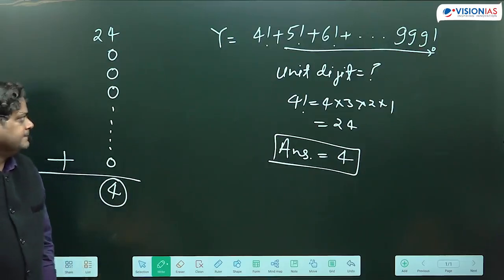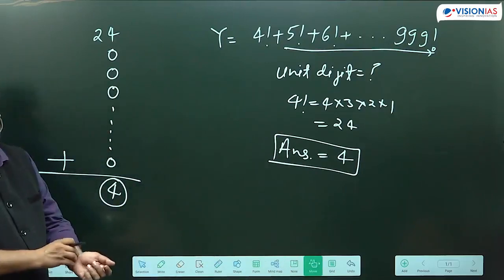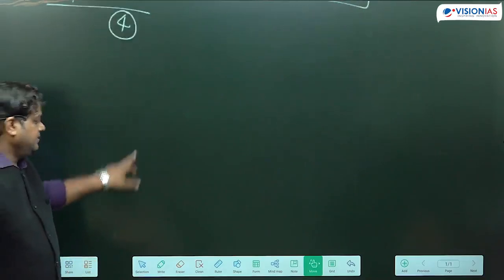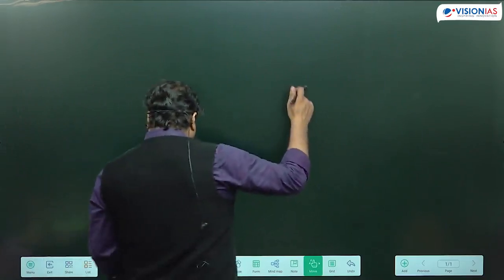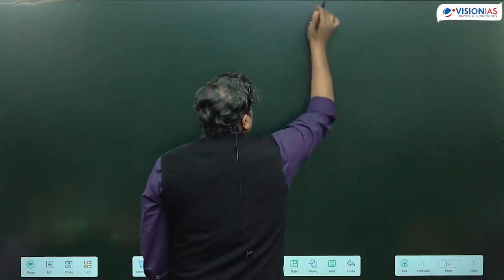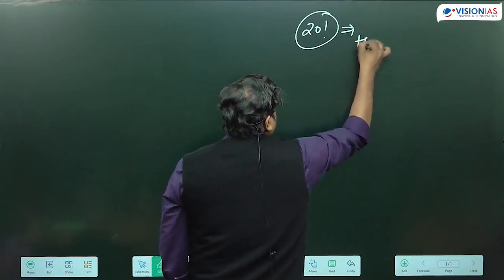ठीक है. Then 9 वाला सबको समझ में आ गया था? 9 वाले में क्या करा था हमने कि how many 9s are there? Suppose it is written 20 का factorial. 20 का factorial. How many 9s are there? Maximum.